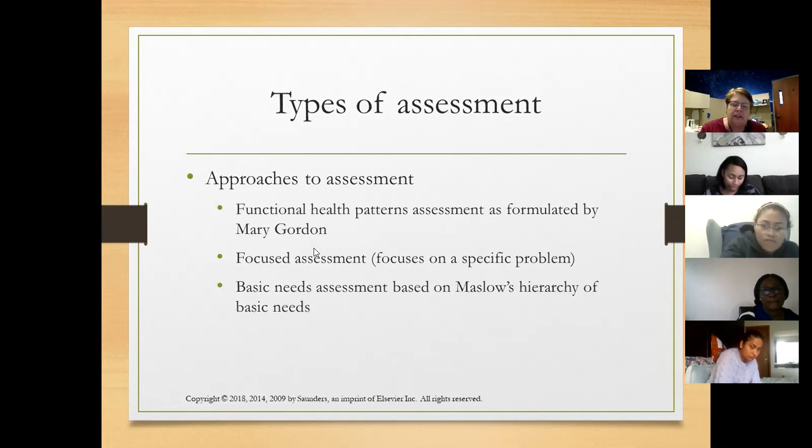And then the basic needs assessment is based on Maslow. That's your breathing, your nutrition, your elimination, all those things on the bottom of Maslow's pyramid.